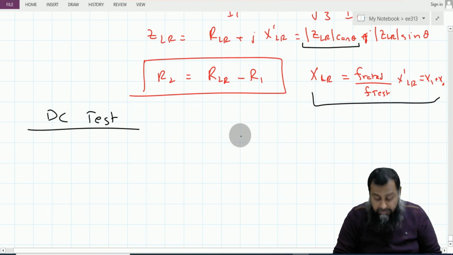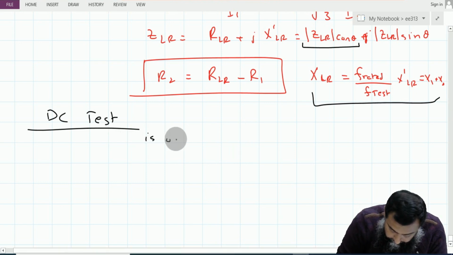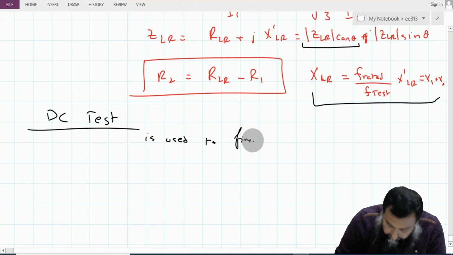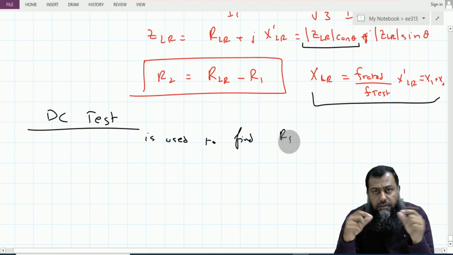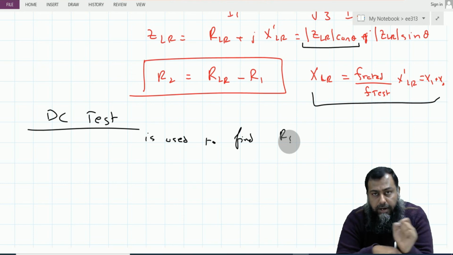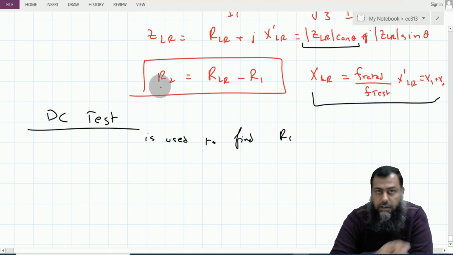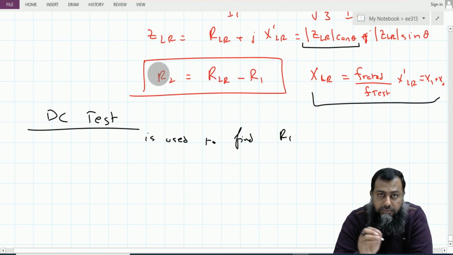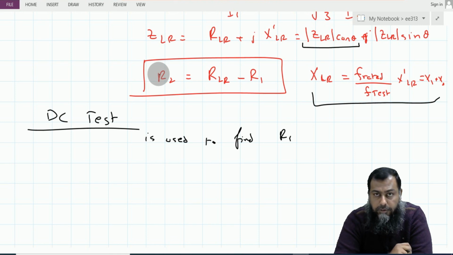Now the DC test is used to find the value of R1. Why are we interested in finding the value of R1? So that once we get R1, we can subtract it from RLR, which we obtained through the locked rotor test, and thereafter we can identify R2. The value of R2 is very critical because it plays an important role in defining the starting torque of a machine, and it shapes the torque-speed characteristics of a given induction motor.